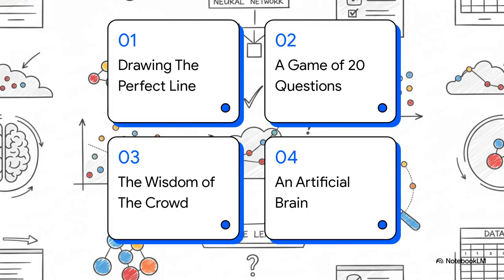So here's our plan for this explainer. We're going to build this up from the ground floor. We'll start with the simple idea of drawing the perfect line. Then we'll level up to something that's kind of like a game of 20 questions. From there, we'll see what happens when you harness the wisdom of the crowd, and we'll finish up by looking at how you actually go about building an artificial brain.